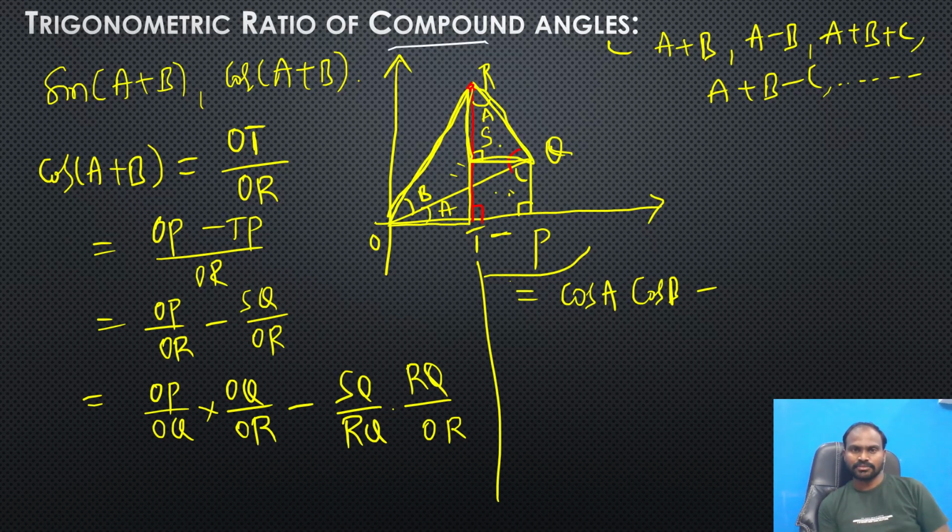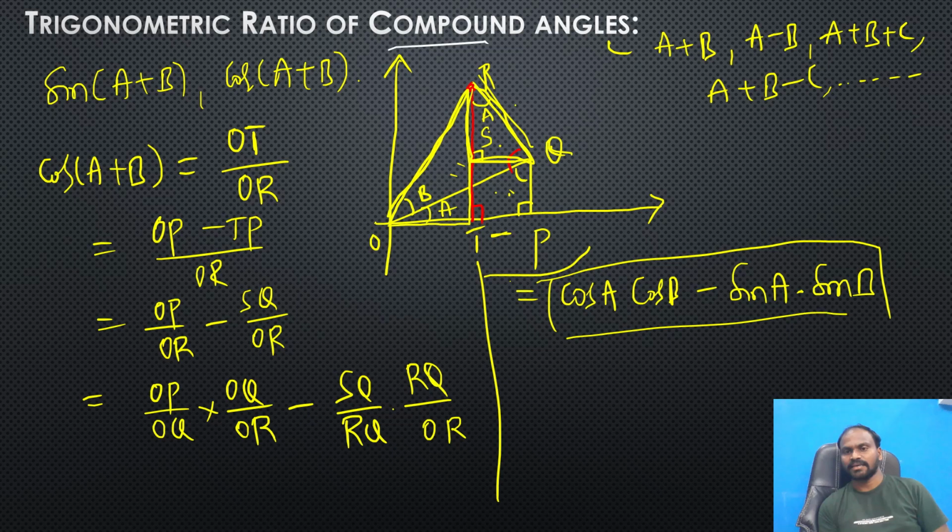You can see SQ by RQ is sin A, into RQ by OR, which is also sin B. So what is the formula we got for cos of A plus B? Cos A cos B minus sin A sin B. And if you replace B with minus B, minus theta lies in the fourth quadrant, so cos A is positive only. So directly we can write cos A cos B.